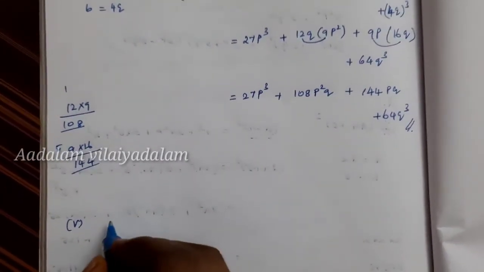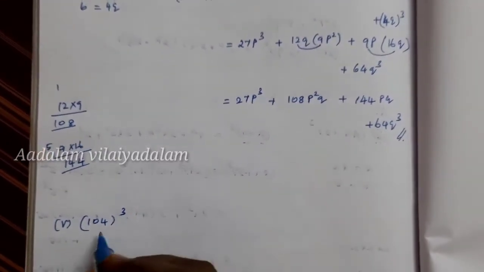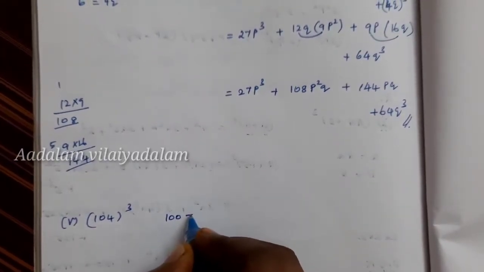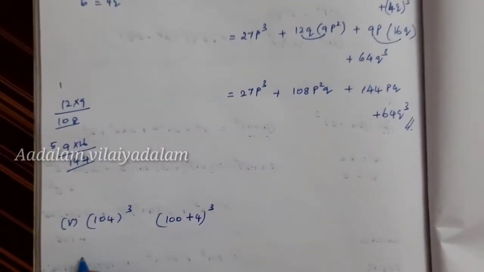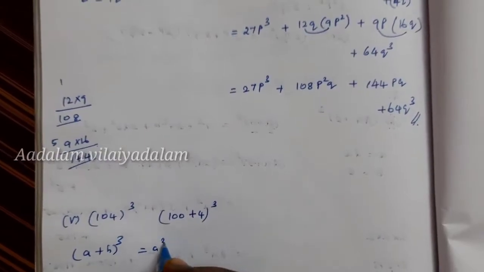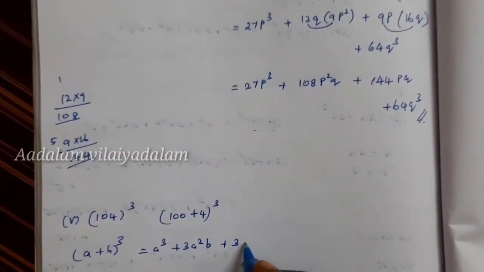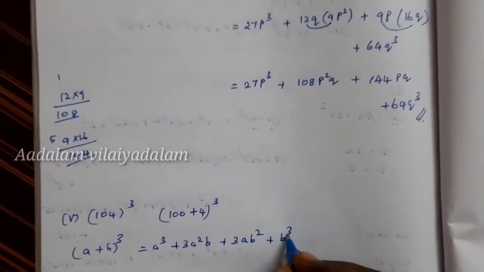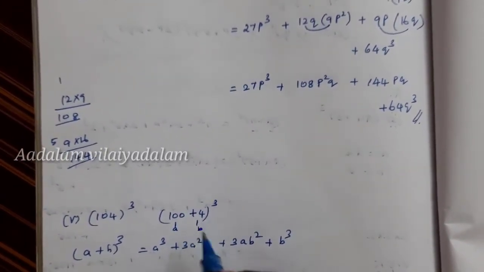Now the fifth subdivision is 104 whole cube. We can split this term as 100 plus 4 the whole cube. So suitable formula for this is a plus b the whole cube equal to a cube plus 3a square b plus 3ab square plus b cube. Now we can choose this as a, this as b.